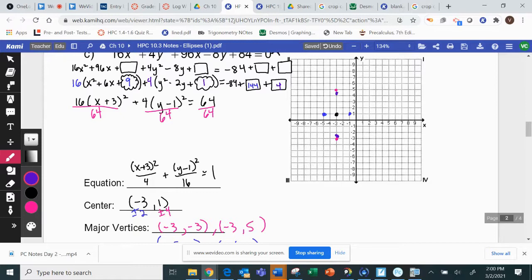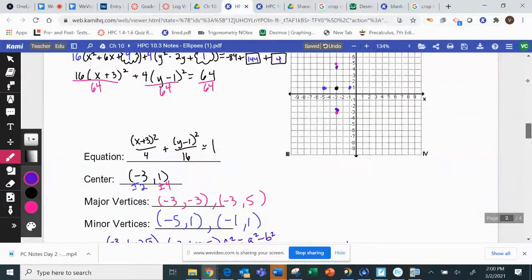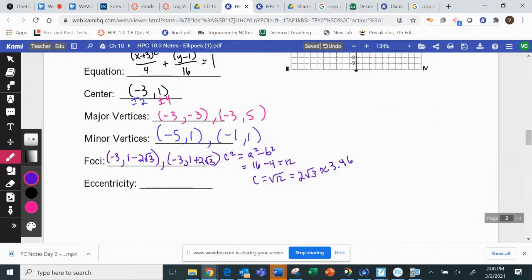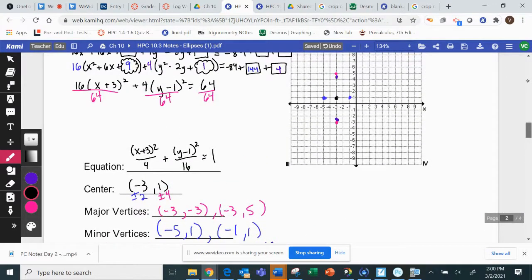And just looking where those dots are, I feel like my eccentricity should be close to being 1. So the eccentricity is 2 square root 3 over 4. So square root 3 over 2, which is that doesn't make sense. Did I put it in the wrong place?